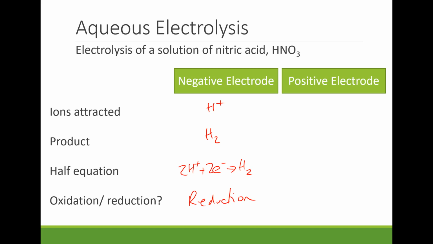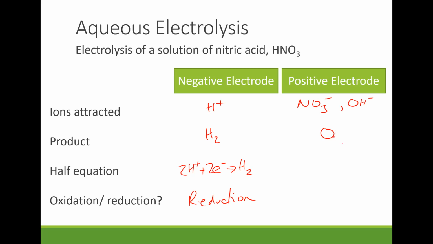At the positive electrode, we've got two ions arriving, the nitrate ion from the acid, and also the hydroxide ion from water. The rule we've got: does it have a halide? Answer, no, there is no chloride, bromide or iodide present here, so we're forming oxygen gas.